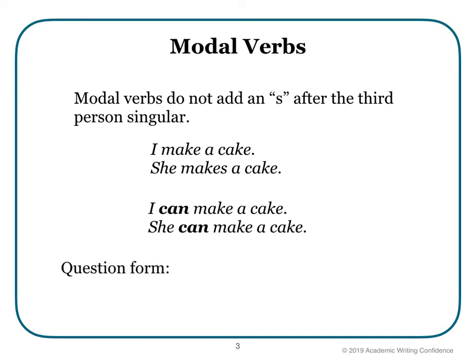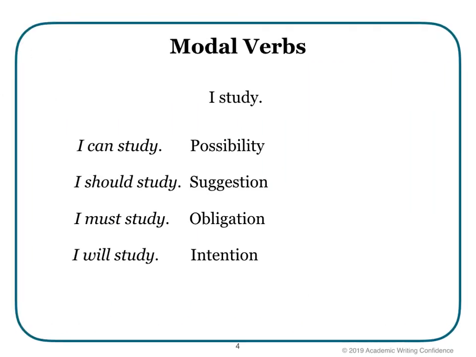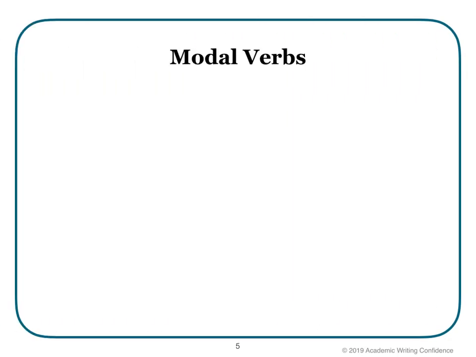Now, this is true also for the question form. Can she make a cake? Now, modal verbs are used to show different things about a verb. It can show a possibility, like in the sentence, I can study, or it may be a suggestion or some advice, as in, I should study, or it may be obligation, I must study, or sometimes when we want to show intention, as in, I will study. There are several different ways that modal verbs are used. So let's start looking at some of these different ways we use modal verbs.